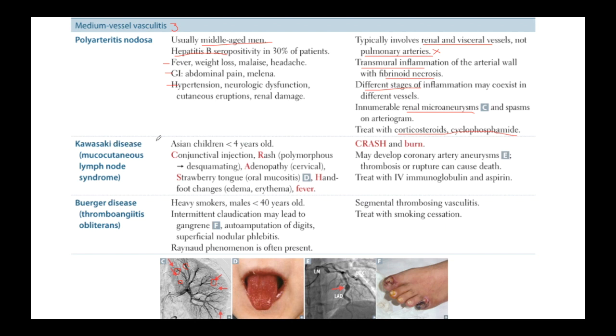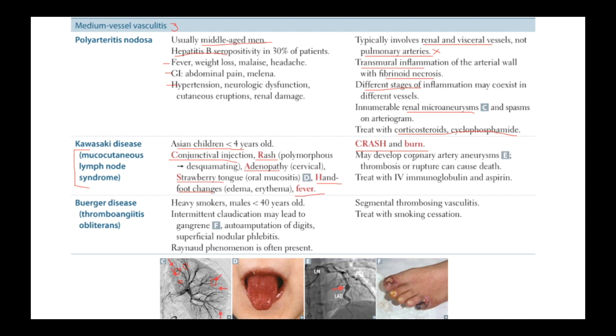And then we have Kawasaki disease, also known as mucocutaneous lymph node syndrome. Again, Asian children younger than 4. You can see rash on palms and soles, cervical adenopathy, some additional symptoms. You can see strawberry tongue and foot changes, in addition to fever and conjunctival injection as well. A mnemonic that First Aid mentions is CRASH and burn to help you remember some of these symptoms, and burn for fever.